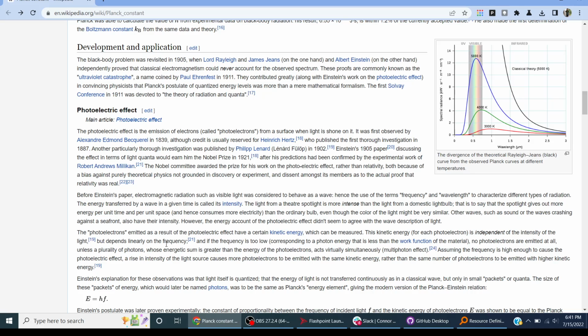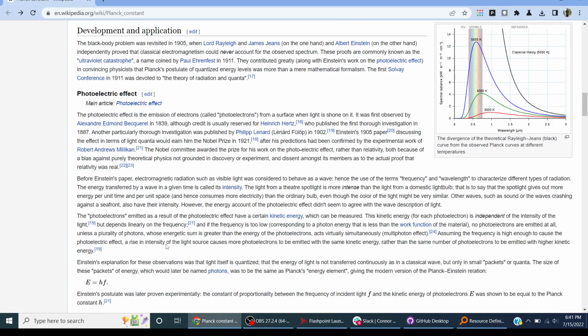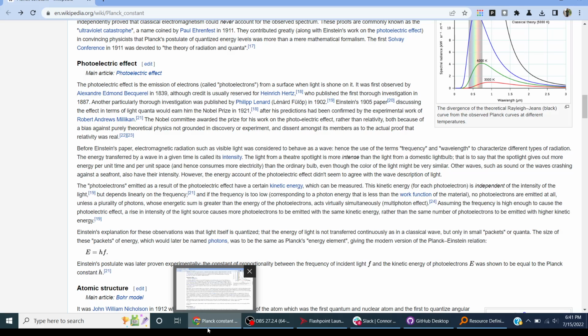Assuming the frequency is high enough to cause the photoelectric effect, a rise in intensity of the light source causes more photoelectrons to be emitted with the same kinetic energy, rather than the same number of photoelectrons to be emitted with higher kinetic energy. Einstein's explanation for these observations was that light itself is quantized, that the energy of light is not transferred continuously as in a classical wave, but only in small packets or quanta.